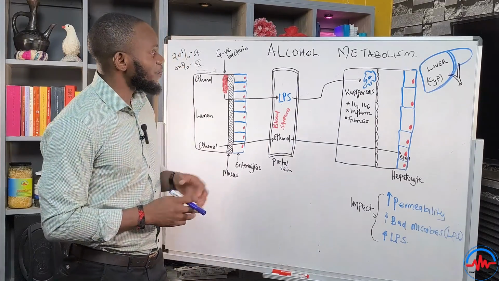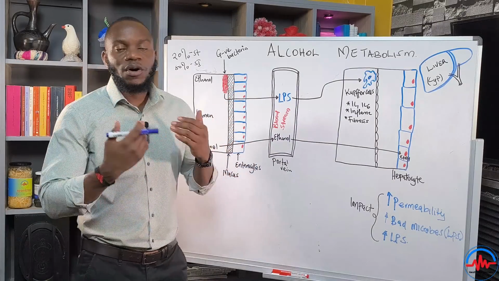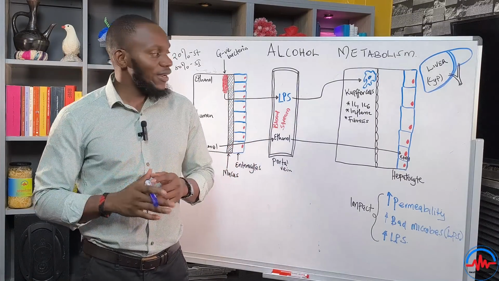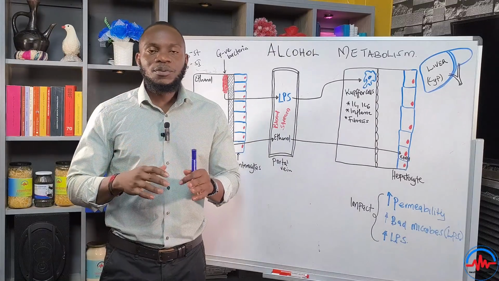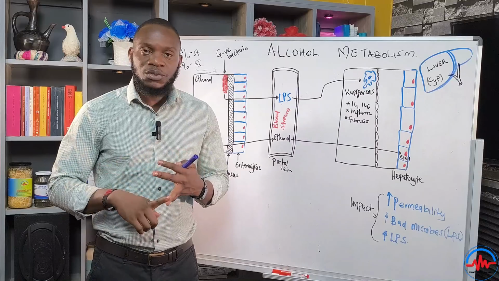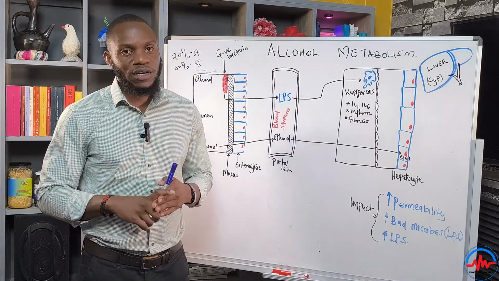Now, this is a representation of our guts, and then our bloodstream and the liver. I want you to know that there are multiple organs that are involved in metabolism, basically absorption, distribution, metabolism, and excretion of alcohol.